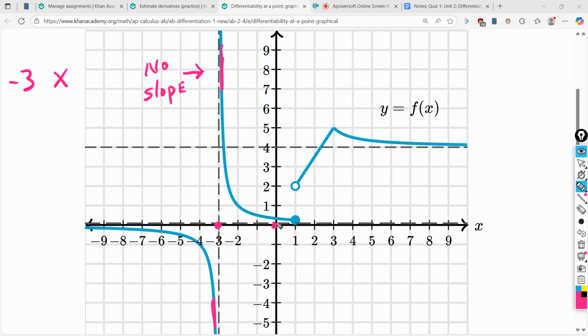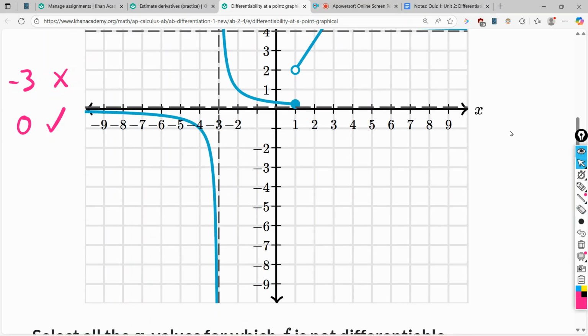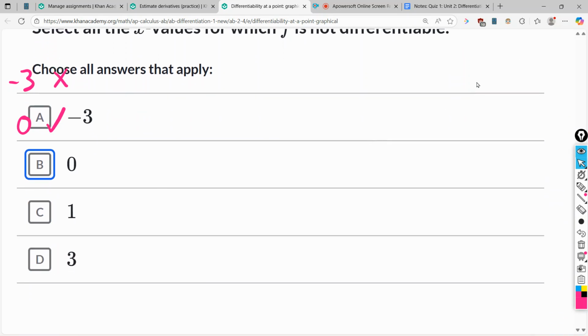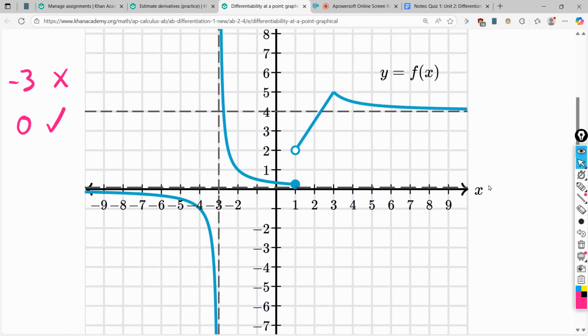So that's at -3. Since it's no slope, I'm going to put an X. At x equals 0, you can see the graph right here. It's pretty flat. We can find the slope of that, no problem. So at 0, it is differentiable, which means you can find the slope. It's not vertical or anything like that. We did the first two. Let's keep going here and check the next two. We have +1 and +3.